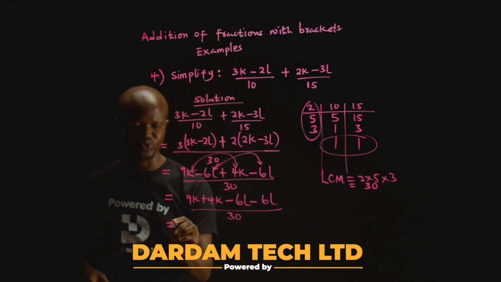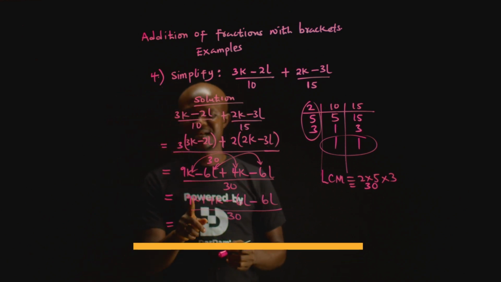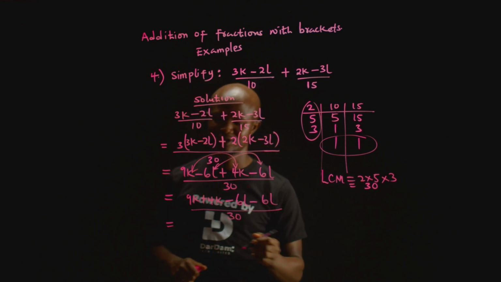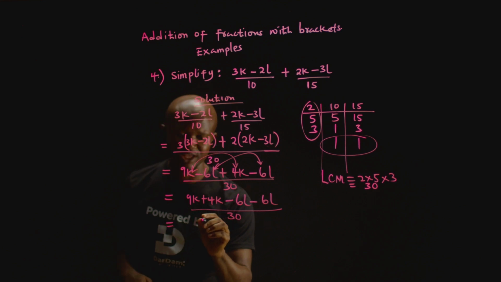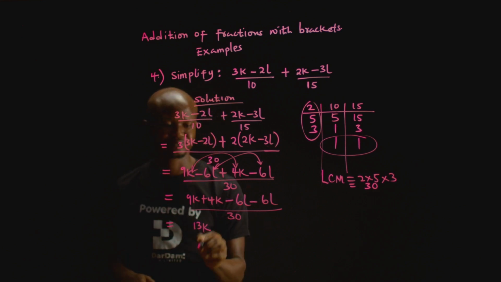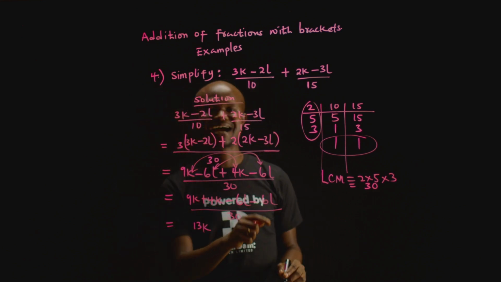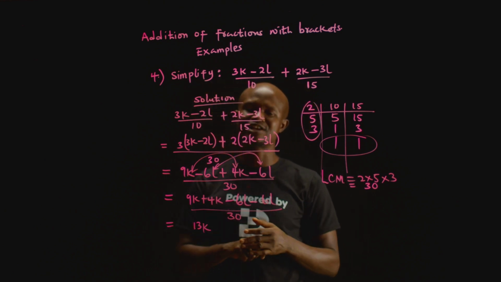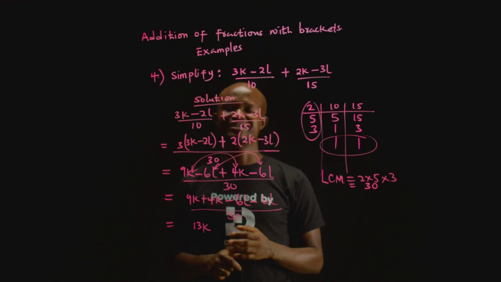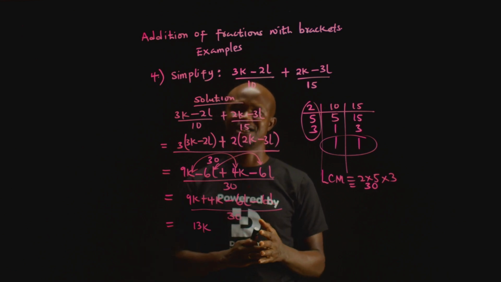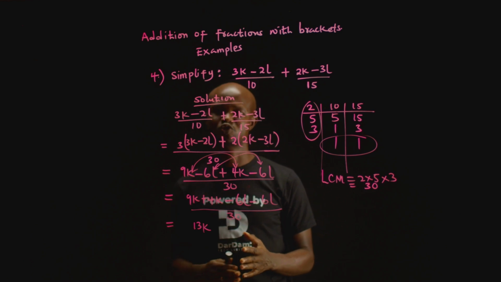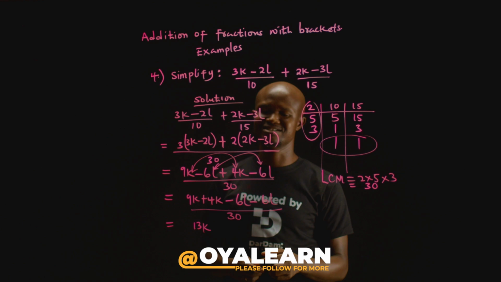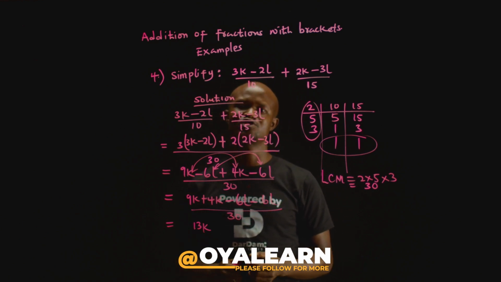So in this case, we have 9k plus 4k. What is that? 9 plus 4 is 13. So it means that 9k plus 4k will give us 13k. Minus 6 minus 6. You see, this is minus 6 plus minus 6. Now, let's consider 6 plus 6 normally. What is 6 plus 6? 12. So, minus 6 plus minus 6 will give us minus 12.